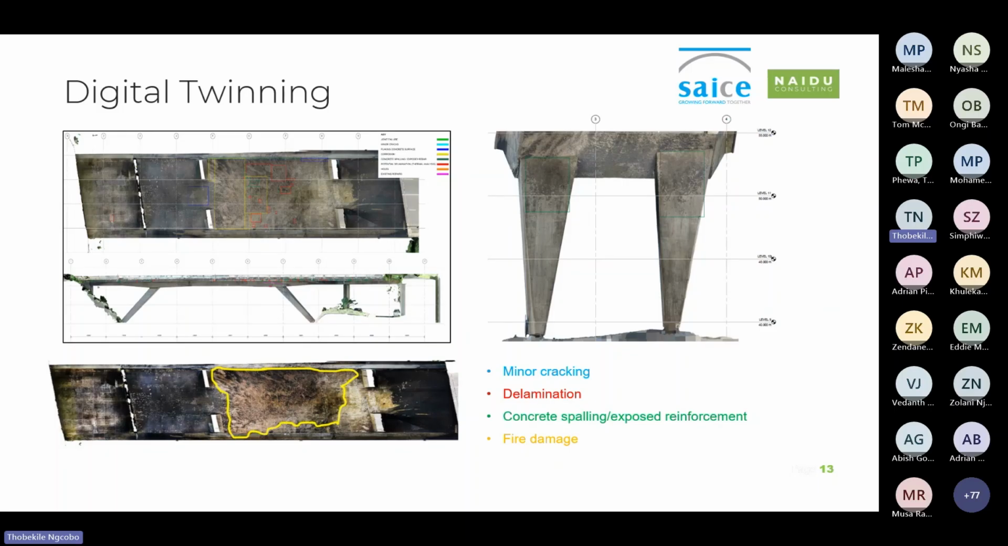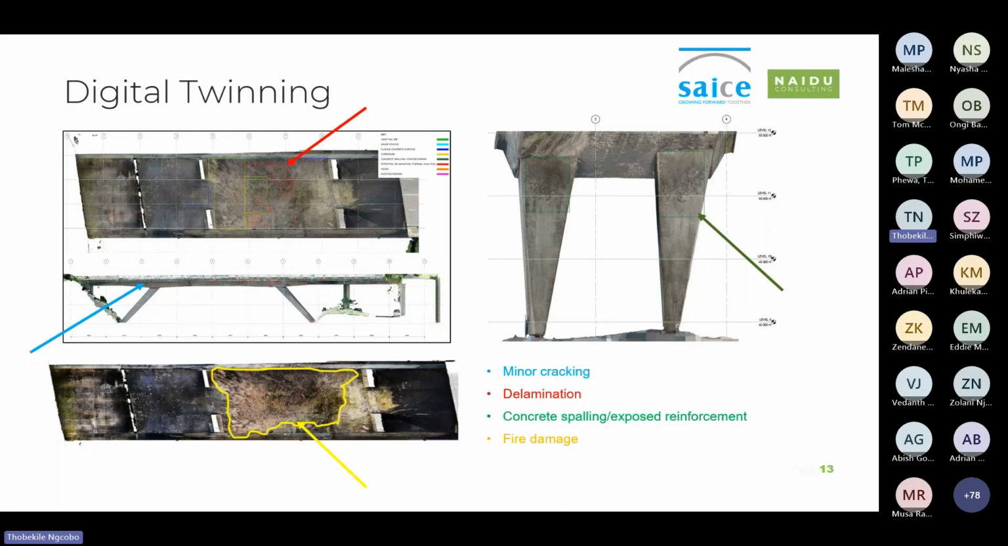We could overlay the locations of the cracks, the delamination zones, the exposed rebar, as well as the fire damage. The result was that we could see the damage distribution quite clearly, not just at isolated points where we took samples, but across the entire geometry of the bridge.